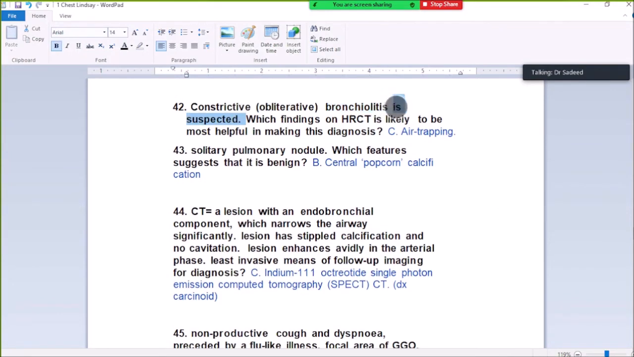Question 42. Constrictive bronchiolitis is suspected. Which finding on the CT is likely to suggest the diagnosis? Air trapping. Constrictive bronchiolitis on CT shows air trapping. Question 43. Solitary pulmonary nodule. Which feature suggests that it is benign? Calcification shows a solitary pulmonary nodule is benign.